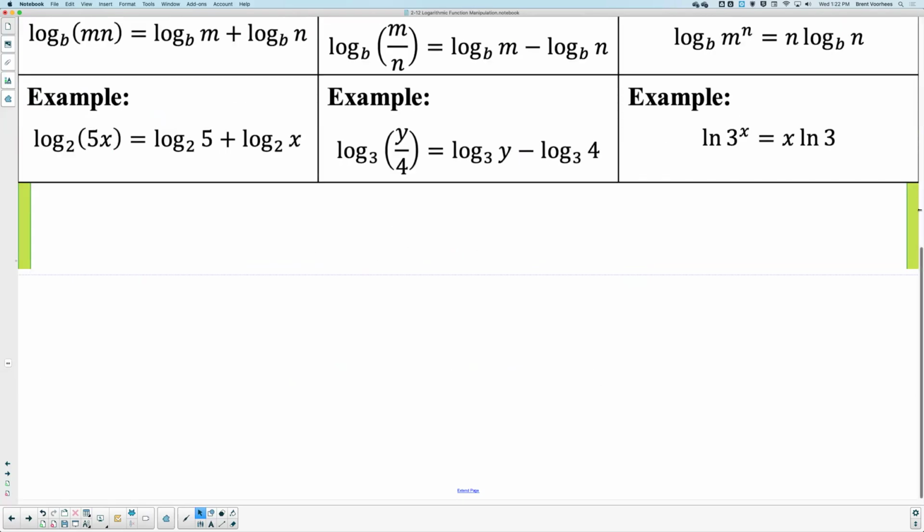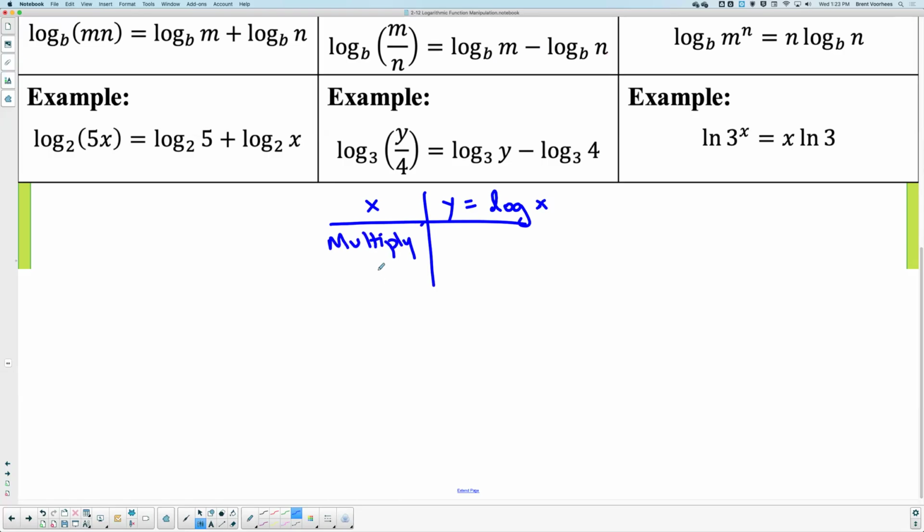Right here at the very bottom, here's what I want you to do in the form of a table. Put your x here, and then put y equals log x. It doesn't matter what the base is. Just write that down there. What's the rule with a logarithm? It's not x is add or subtract, y is multiply, divide. What's the rule for a logarithm? X is multiply, y is add, or x is divide, and in that case, y's will subtract.